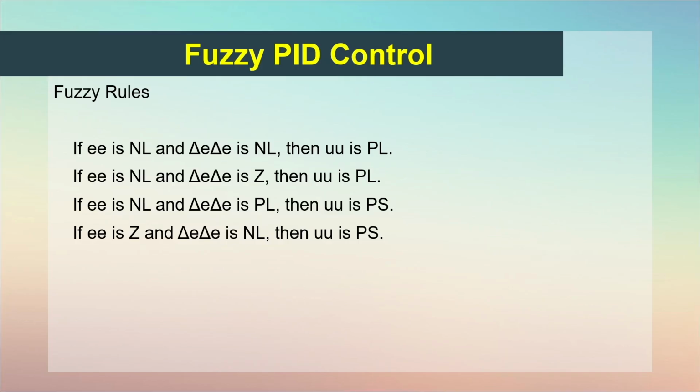Fuzzy rules. If E is NL and the change in error is also NL, that is, if error is negative large and change in error is also negative large, then what is this U? That is the adjustment of the system, positive large. So, this is the rule that has been taken up in a generic PID control system, and this error is calculated while you are executing the system with the membership function as well as the rule, and when the rule is fired according to the Mamdani inference system, you may observe that there is an error difference.